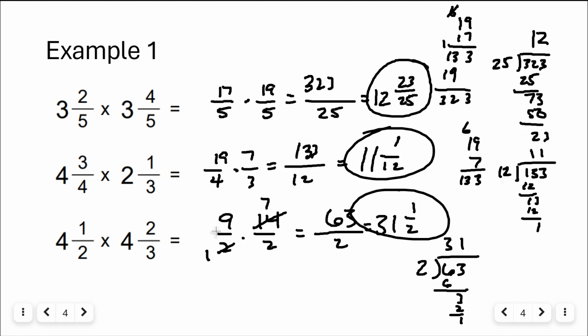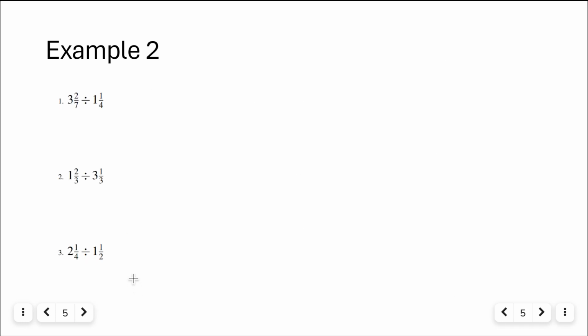Mixed numbers to improper fractions, multiplying fractions, then going improper fraction back to mixed number. Okay, so division, it's the same idea. So now we're going to have to do an extra step though. So we got 3 times 7 is 21, and 2 makes 23 over 7 divided by 1 times 4 is 4, and 1 is 5 over 4.